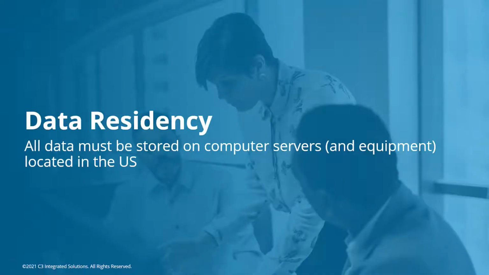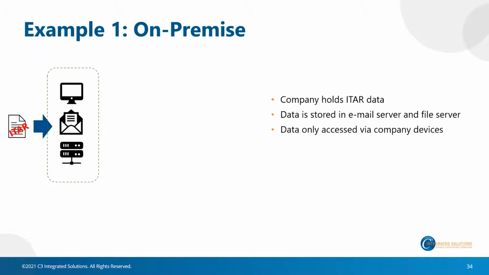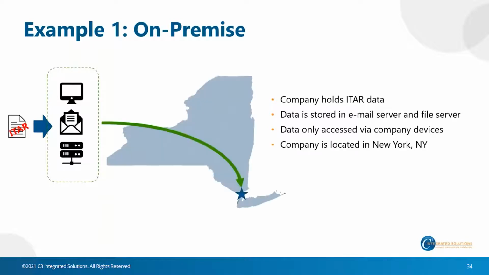To start with data residency, all data must be stored on computer systems, computer servers, and equipment located in the US. So from an example standpoint, if we have an organization that holds ITAR data and they're predominantly on-premise with their environment, that data will sit in an email server, a file server, maybe the desktops, and that data will sit in the company location. In this case, it happens to be in New York, and everything is residing in the US. So that's a nice, easy, clean example in terms of how to ensure you have data residency.